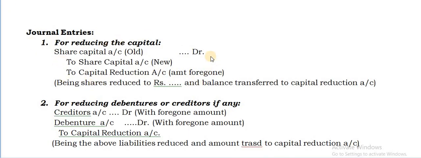So here you can observe this is the first entry. Illi preference shares anta tagolli. First one you have to write preference share capital account debit. Same again, new preference share capital account to capital reduction account. How the amounts should be taken, that I will let you know. First you write the first entry.